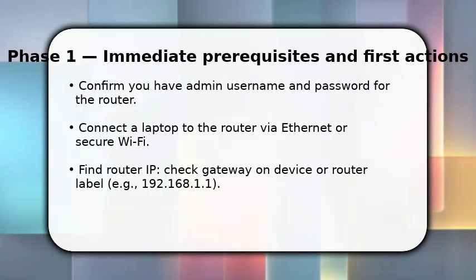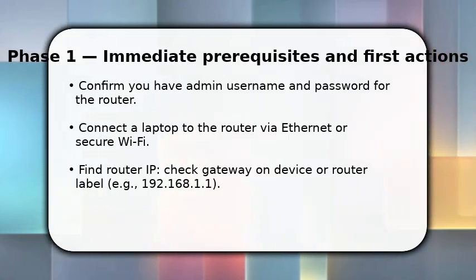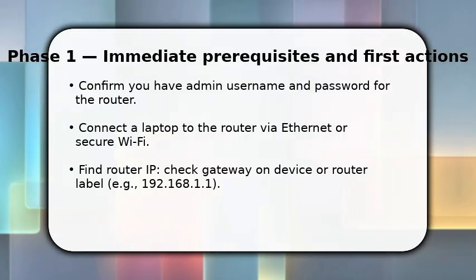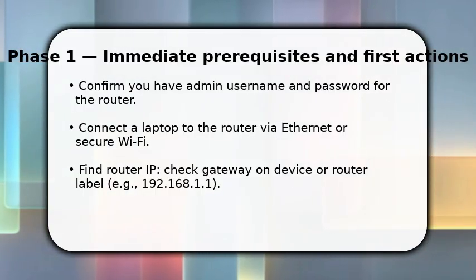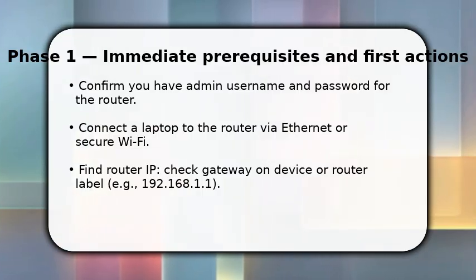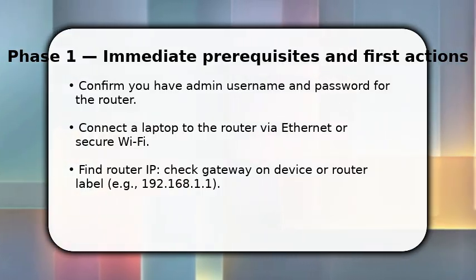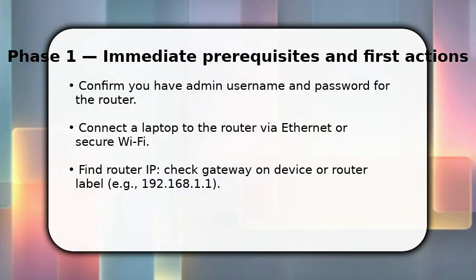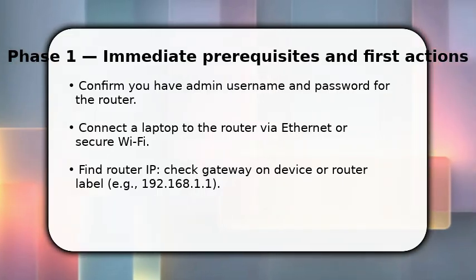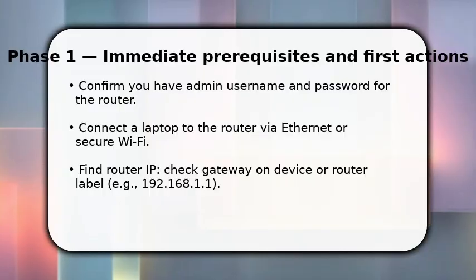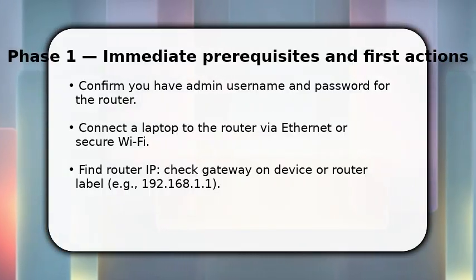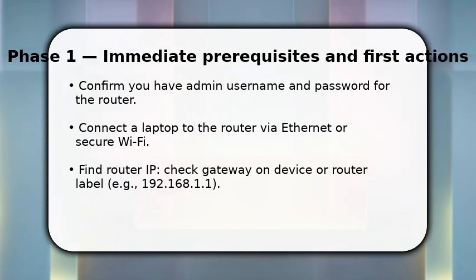Enjoy the video. You start by getting access. Log in as an administrator because only that account shows logs. Once done, plug a laptop into the router or join its secure Wi-Fi to avoid remote blocks. Make sure you know the router IP address. Check your device's gateway or the sticker on the router, usually 192.168.1.1 or 192.168.0.1. Enter that IP into your browser, because the router web interface is where history and logs are stored.